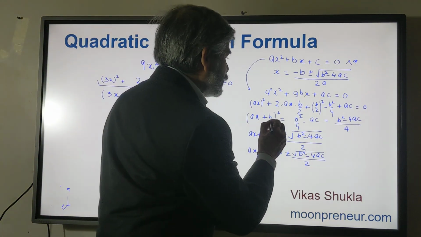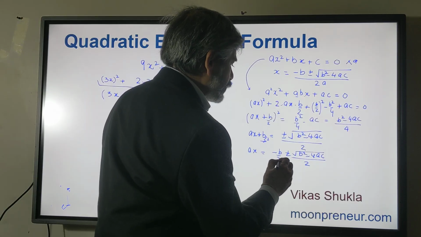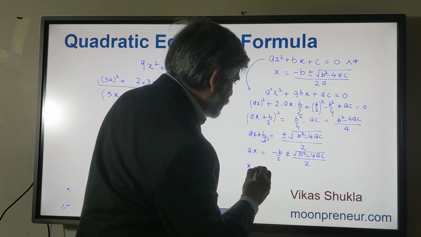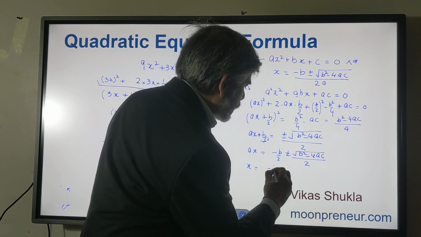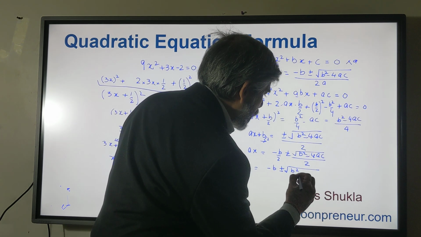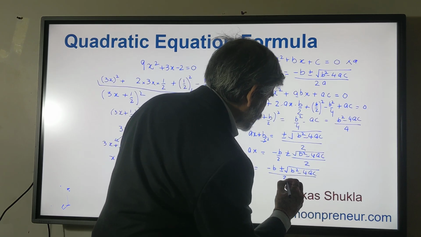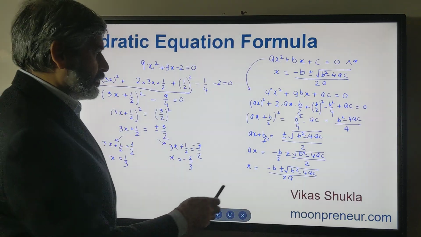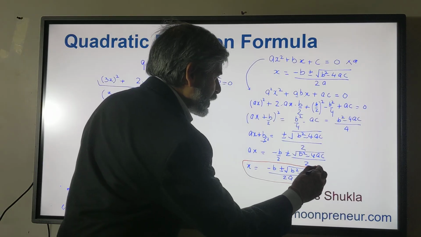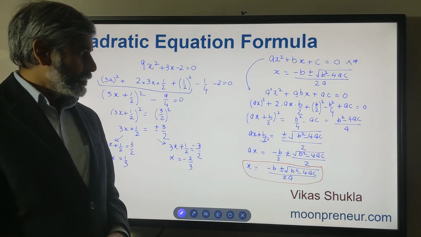Sorry, this one was b by 2 here, ax plus b by 2. This becomes minus b by 2 on the other side. Now x can be written as, the 2 is common here, so I can write minus b plus minus square root of b square minus 4ac, divided by 2 into a. So this is the famous formula that you need to memorize, and in case you forget it, you can use these steps to derive the formula.